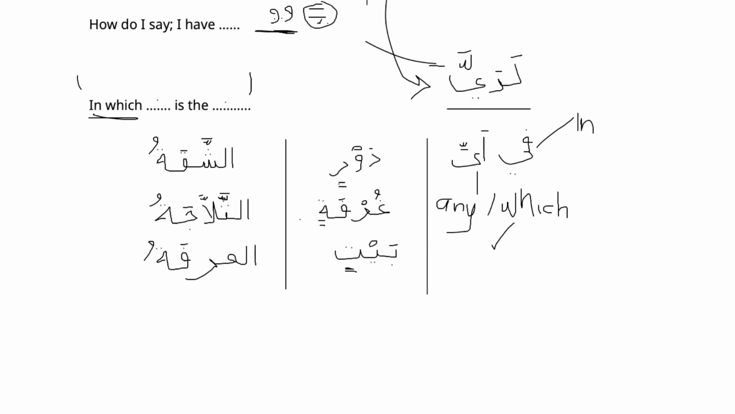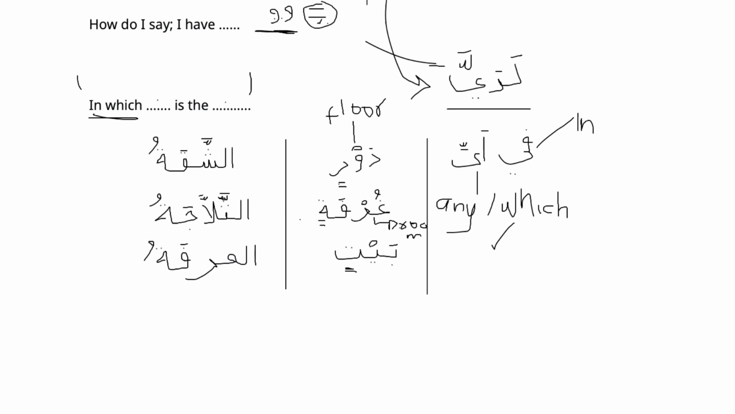Okay. Now here, dawr, we've already done dawr in our previous lessons. We said dawr is what? Dawr is floor. So you have a storey building or a building, you have different floors, the first floor, second floor, third floor. Dawr is a floor. Okay. Then ghurfa is a room. We've done all these words in our previous lessons. Okay. Room. Then bayt is house. Okay.